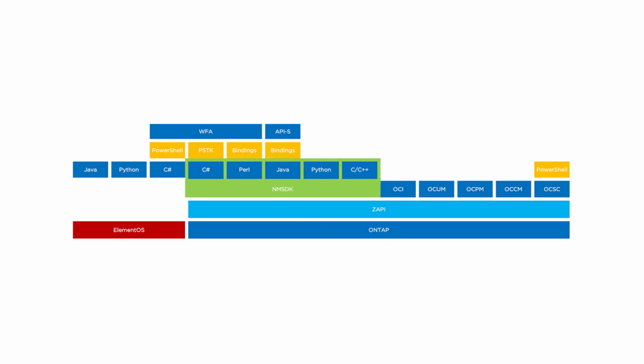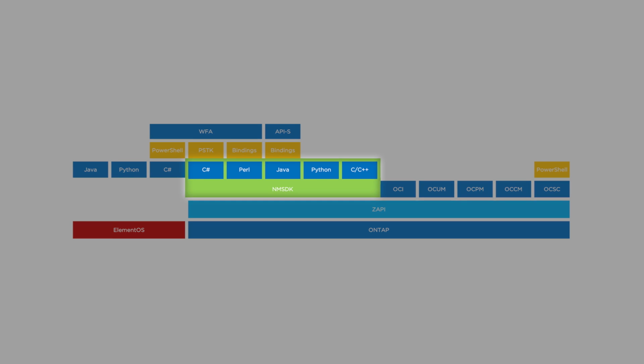The ONTAP side of the house, on the other hand, packages all of our SDKs into one easy-to-find, easy-to-download package, the NetApp Manageability SDK. Inside of the NetApp Manageability SDK, you'll find SDKs for a multitude of languages. This includes Perl, Python, Java, C#/.NET, as well as C and C++ if those happen to be your languages of choice. All of these provide abstractions toward interacting with ZAPI, with the APIs that are available from the ONTAP system.